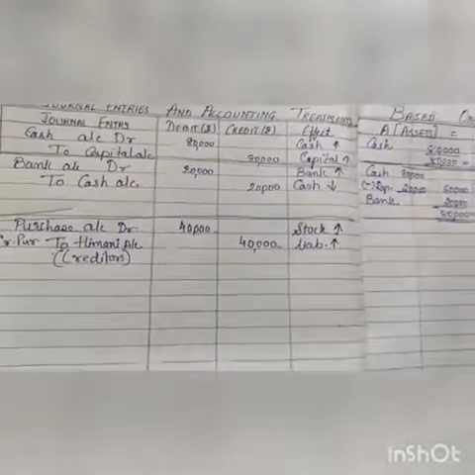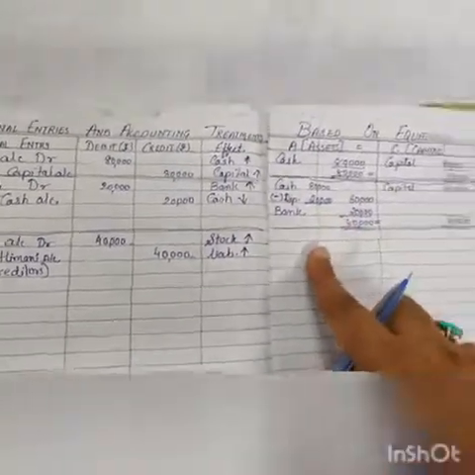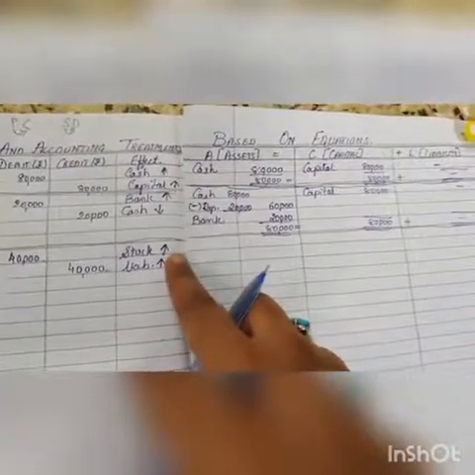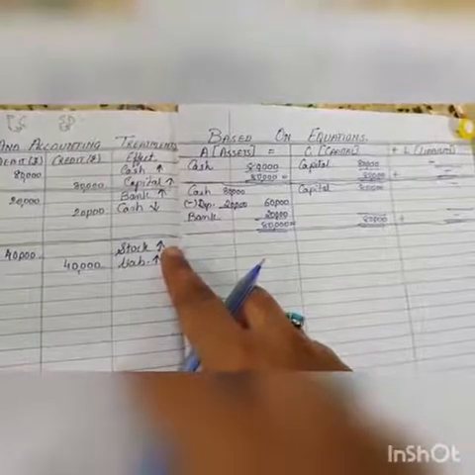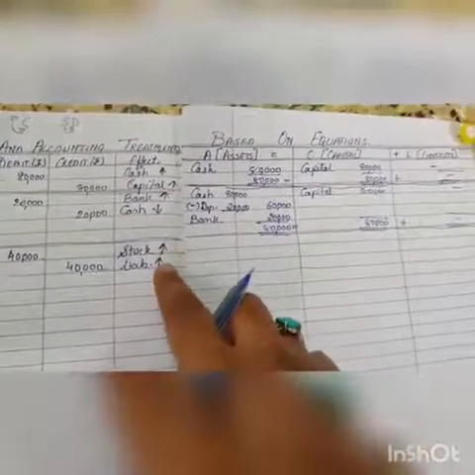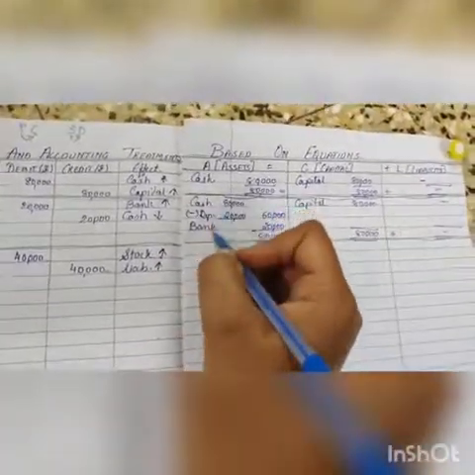So where will stock go? Stock will go to the asset side. Clear? You have to understand that stock is your asset. Whenever in future you want to sell this stock, you can sell it and convert the goods into cash easily. So stock is your asset and liability will go to the liability side. Clear?